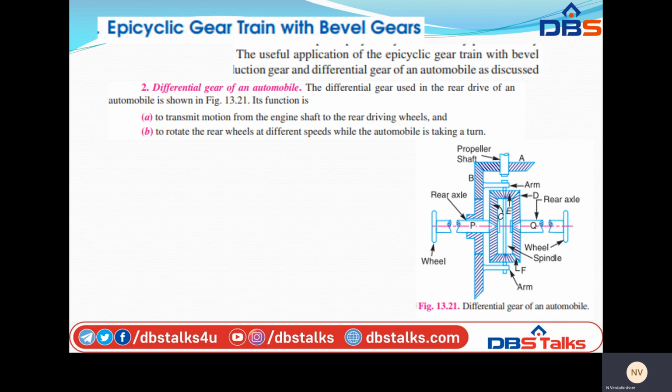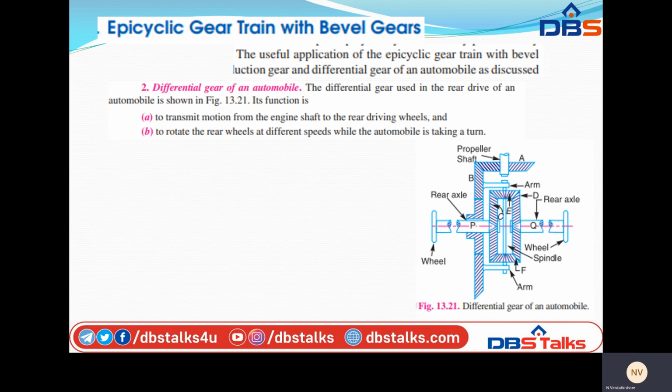So this reduction of speed is used in two conditions. One is the Humpage speed reduction gear and the other is the differential gear of an automobile. So we need to discuss now the differential gear of an automobile.